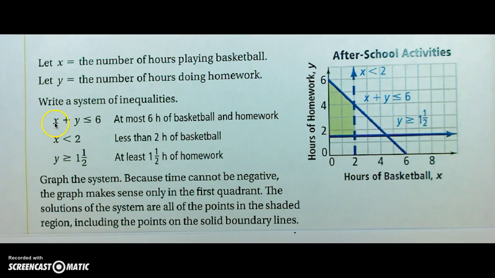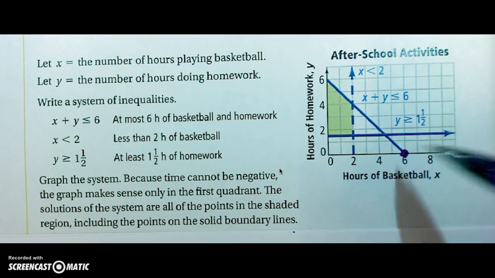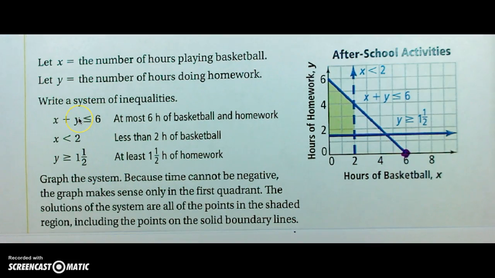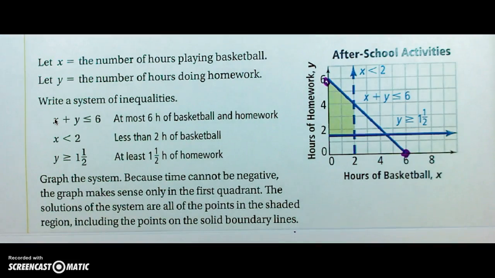So here, if I cover up x and make it 0, y is 6. So I come down to 6 and I plot my point right here. And I'm going to do that with a pen. So there I plotted that point right there. So I come back over here. If I cover up my y, x is 6. If I cover up my x, y is also 6. So I can come up here and plot my other point, draw my line. That one was really easy.